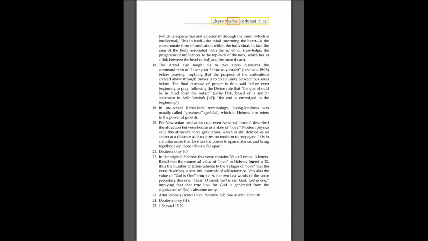Chapter 7, Sefirot and the Soul, 121, which is experiential and emotional, through the mind, which is intellectual. This in itself, the mind informing the heart, is the consummate form of unification within the individual. In fact, the area of the body associated with the Sephirah of knowledge, the progenitor of unification, is the top back of the neck, which lies as a link between the head, mind, and the torso, heart.